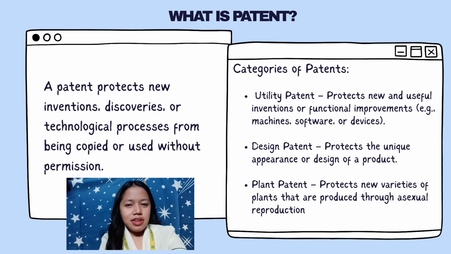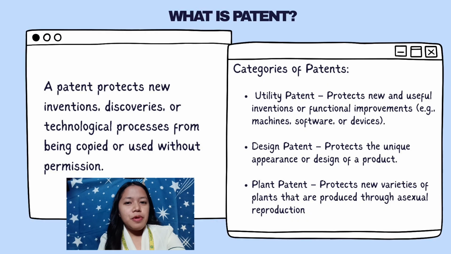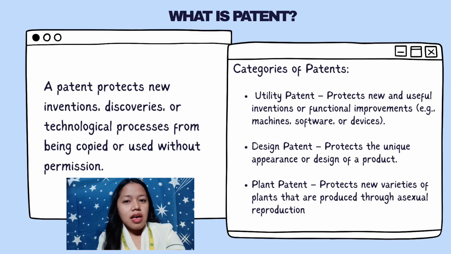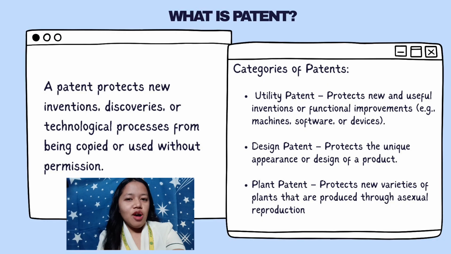What is a patent? A patent is a legal right that protects new inventions, discoveries, or technological processes from being copied or used by others without permission. There are three categories of patents. First is utility patent. Utility patents protect how an invention works, its function and usefulness, like a new machine, software, or e-process.